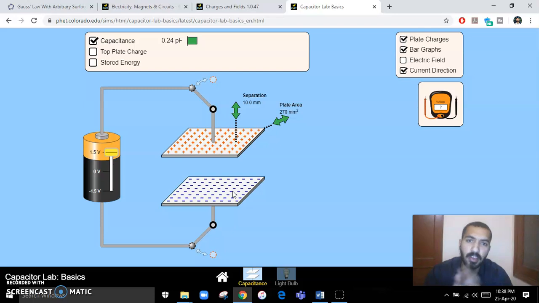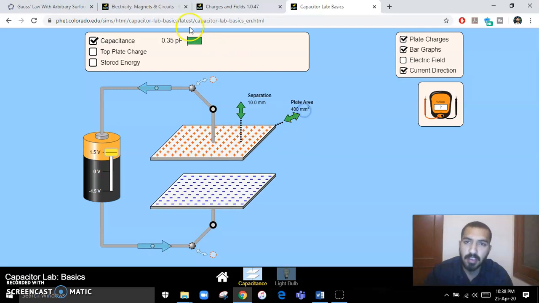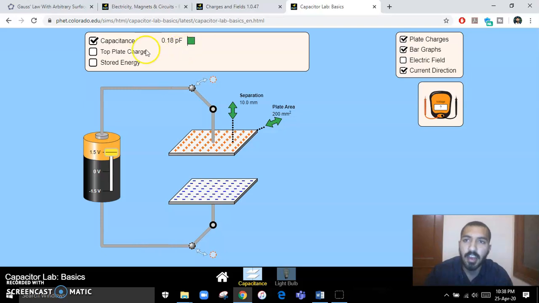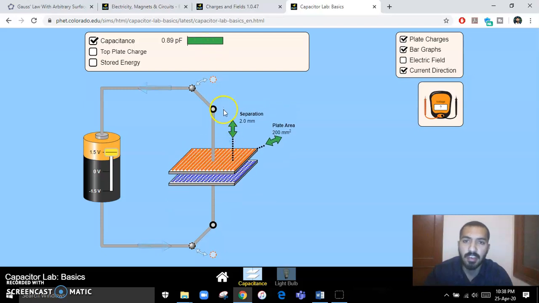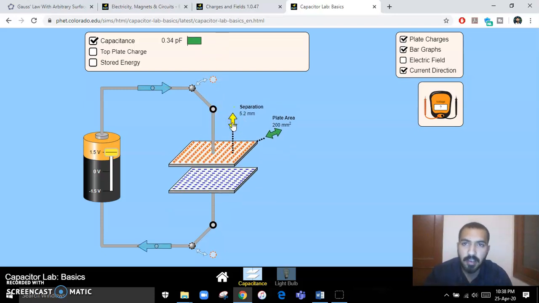Capacitance is directly proportional to the area of the plate. If I increase the area of the plate, my capacitance also increases, and if I decrease the area of the plate, my capacitance decreases. And capacitance is inversely proportional to the distance between plates. If I decrease the distance, my capacitance increases, and if I increase the distance, my capacitance decreases. So capacitance has a directly proportional relation with the area of the plates and an inversely proportional relation with the distance between the two plates.